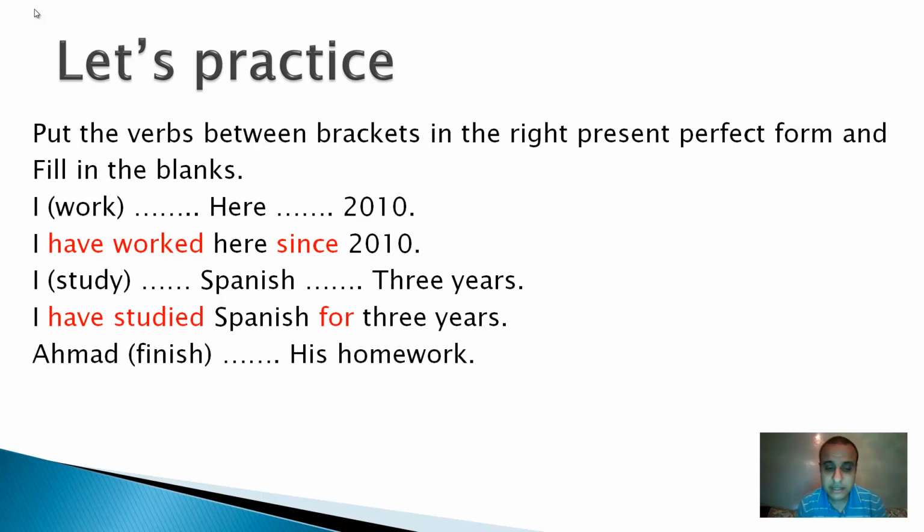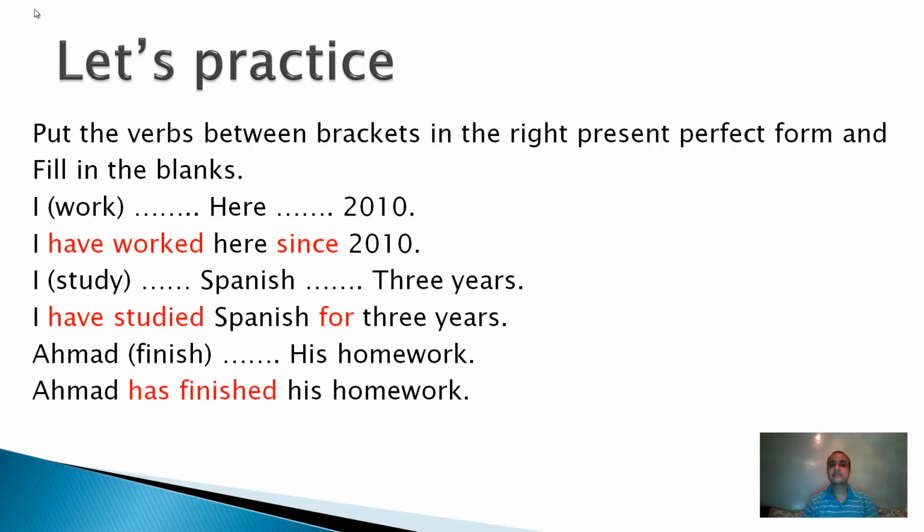Ahmed finished his homework. So the subject is Ahmed. Helping verb has, because Ahmed can be replaced with the subject pronoun he, so has. Ahmed has finished his homework.